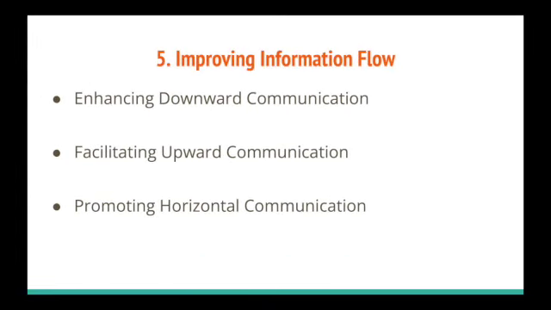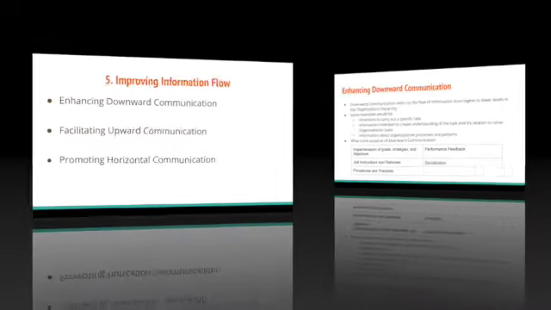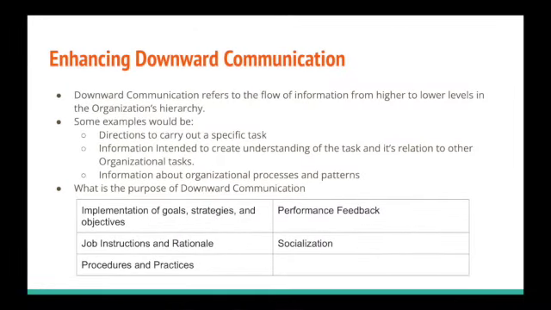Improving information flow: enhancing downward communication, facilitating upward communication, and promoting horizontal communication. Enhancing downward communication. Downward communication refers to the flow of information from higher to lower levels in the organization's hierarchy. Some examples would be directions to carry out a specific task, information intended to create understanding of the task and its relation to other organizational tasks, and information about organizational processes and patterns.